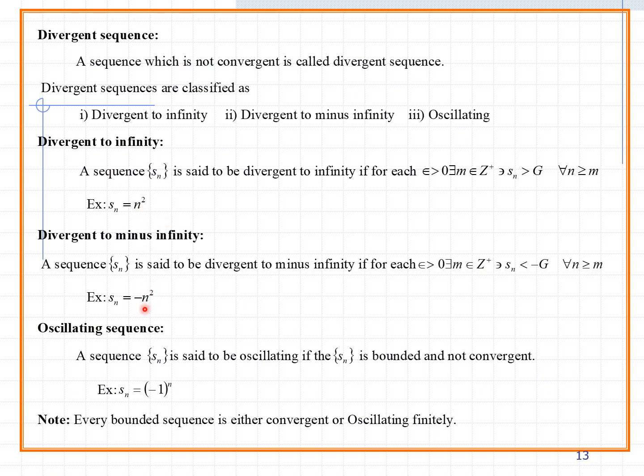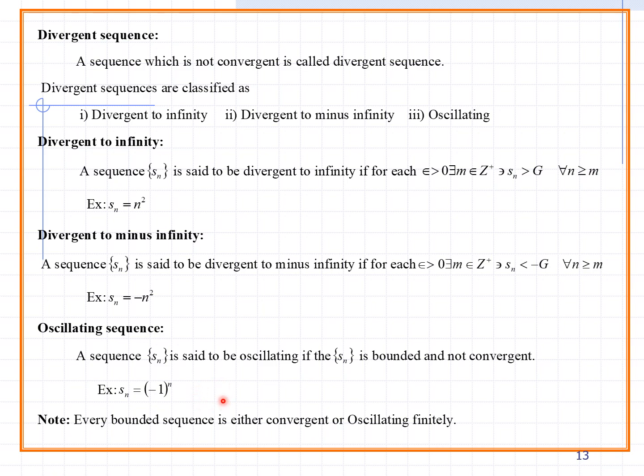Here you can apply n equal to infinity: minus infinity squared, minus infinity squared, also divergent to minus infinity. Next, the oscillating sequence. A sequence Sn is said to be oscillating if Sn is bounded and not convergent. For example, Sn equal to minus 1 power of n. Why? Because once you take minus 1 power of n, you get minus 1 and 1. The two values exist. So that's why an oscillating sequence is also divergent.